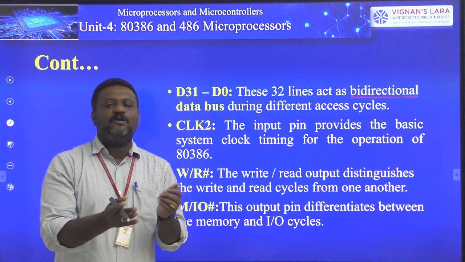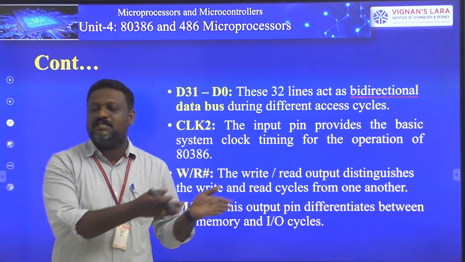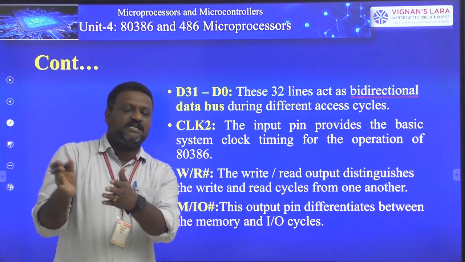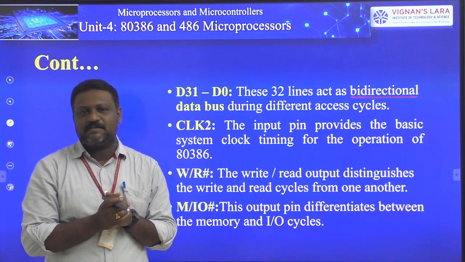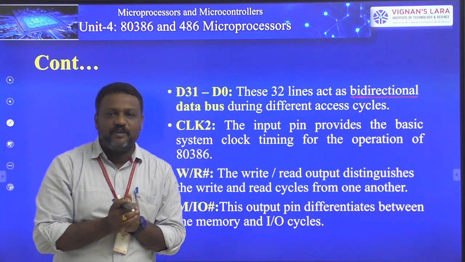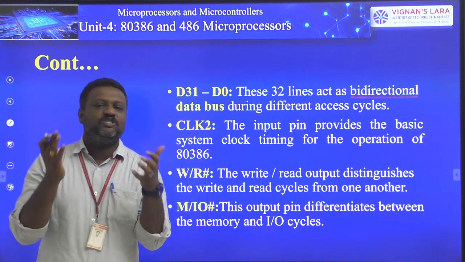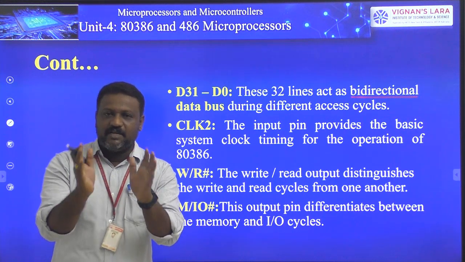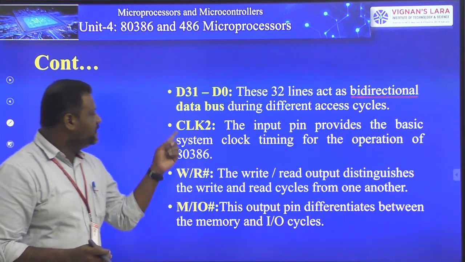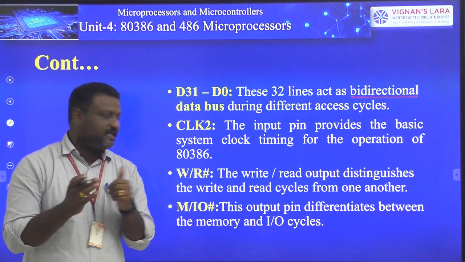We know that the operating clock frequency of our 80386 minimum is 16 MHz and maximum is 33 MHz. So depending on the required frequency, the clock generator may generate a clock signal that can be received by our 80386 with the help of this CLK2 signal.